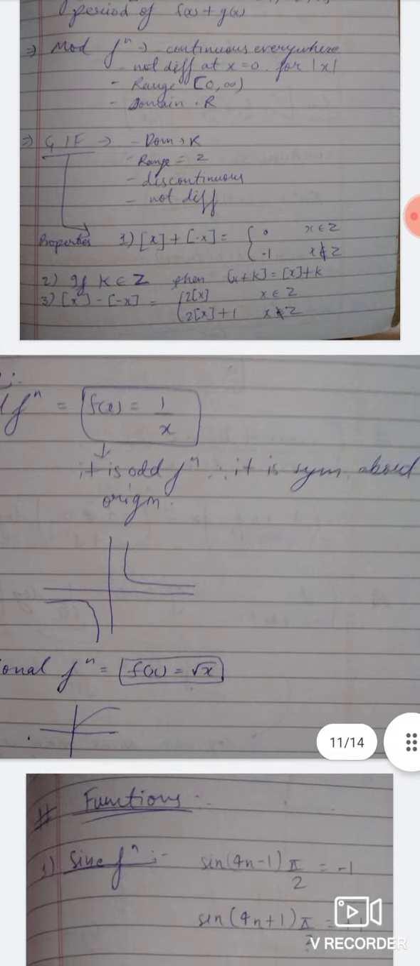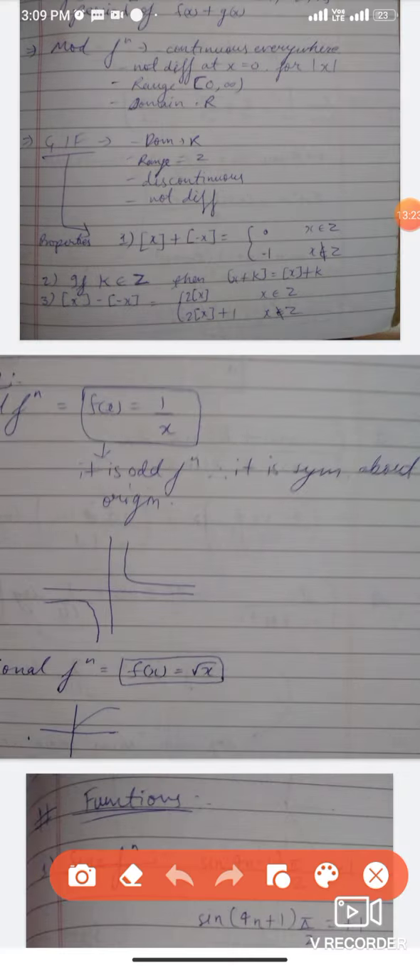Now moving on to the next one, that is the mod function. The mod function has some basic properties attached to it. First of all, it is continuous everywhere. Second, it is not differentiable at x equal to 0 for mod x, and its range is 0 to infinity because it is always positive.